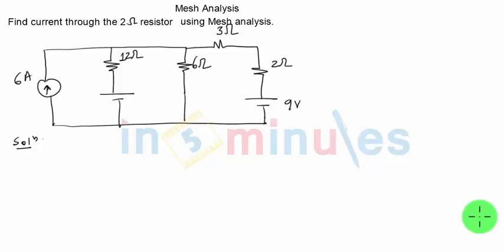In this video clip, we will discuss the next question on mesh analysis. The question says: find the current through the 2 ohm resistance using mesh analysis. This is the 2 ohm resistance here. We have to find the current through this 2 ohm resistance. So let me define the current through the 2 ohm resistance.